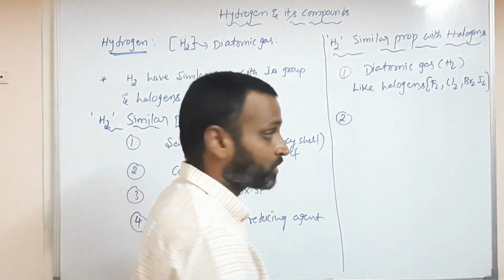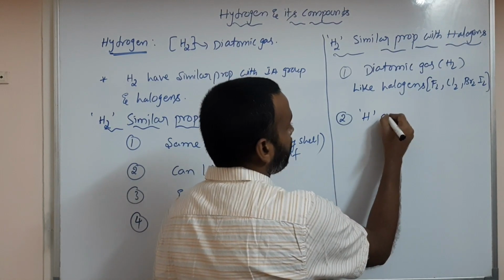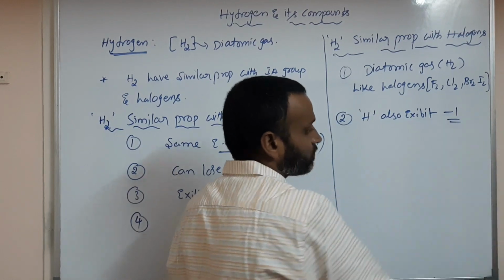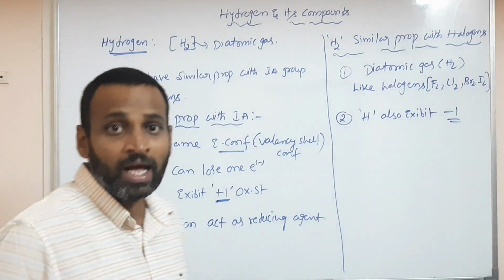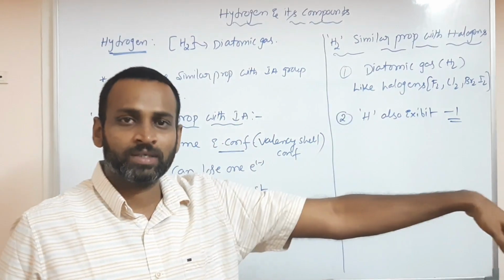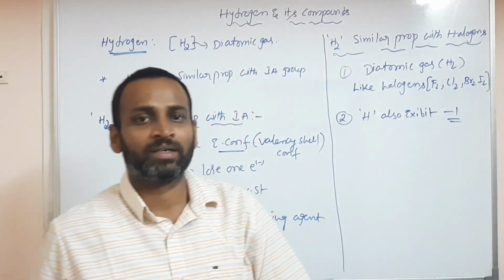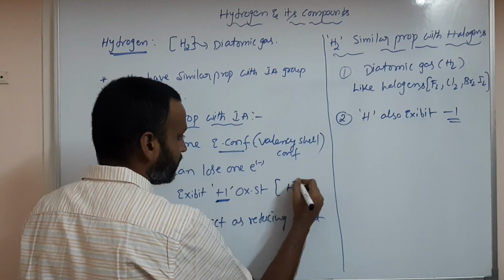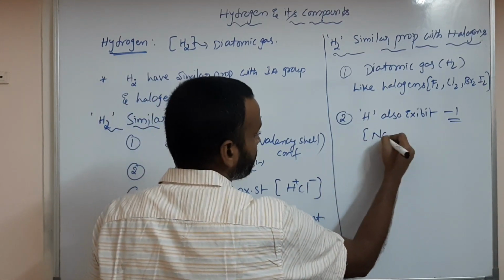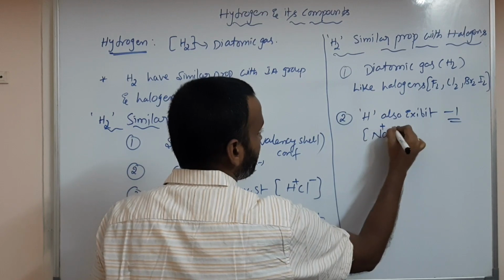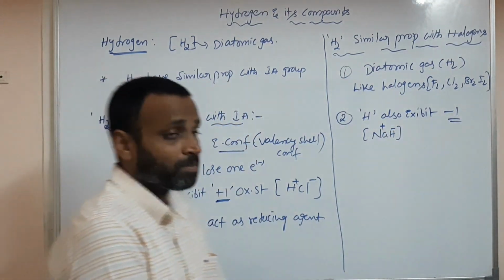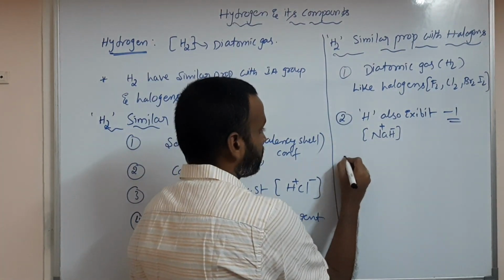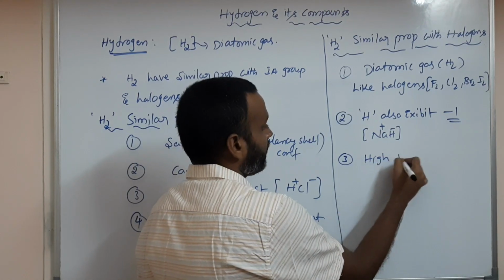Hydrogen also exhibits -1. Hydrogen exhibits +1 with non-metals and -1 with metals. For example, in HCl, H plus Cl minus. But in sodium hydride, Na plus and H minus, there hydrogen has a negative oxidation state. Correct or not? And the third one, high ionization potential.